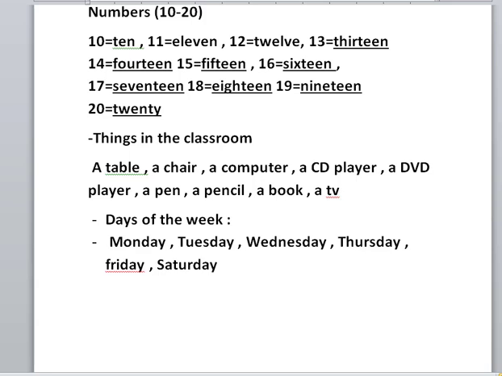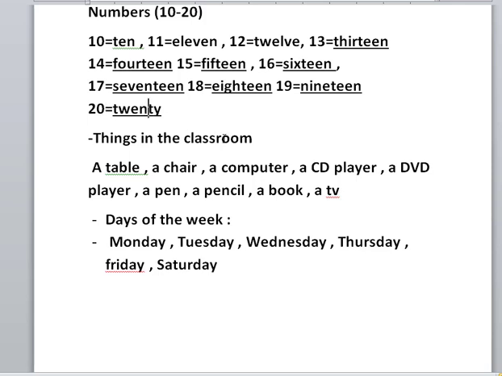And now we talk about numbers 10 until 20. 10, 11, 12, 13, 14, 15, 16, 17, 18, 19, 20. In 13 until 19, we just add -teen at the ending of the word, okay? And from 20 until 100, we just add -ty.